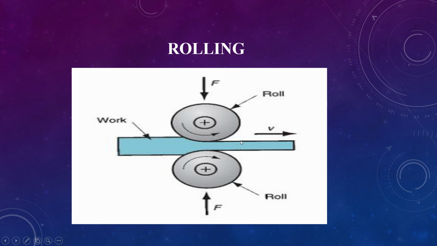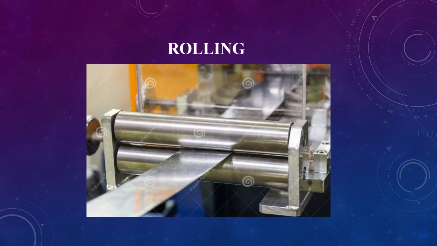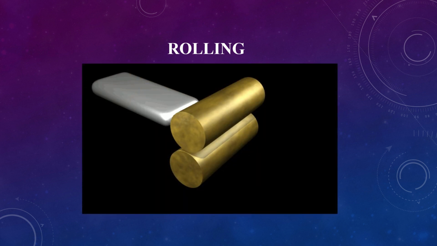We can take an example of aluminum foil that we use to pack our foods. It is made from the rolling process. The thin sheets are made from the rolling process. Here you can see an industrial example of the rolling process. This GIF shows the rolling process.